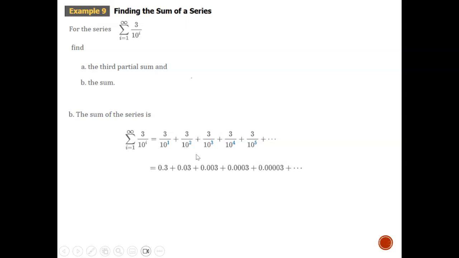Now, this will give us 0.3. 3 over 100 will give us 0.03. 3 over 1,000 will give us 0.003. 3 over 10,000 will give us 0.0003. And 3 over 100,000, because it's 5 zeros, will give us 0.00003. Check this out, guys. If you add them, it's going to be 0.333, and it never stops. So this is the same thing as 1/3, because if you divide 1 by 3, it will give you 0.33333, and it goes on forever and ever. So the answer is 1/3.